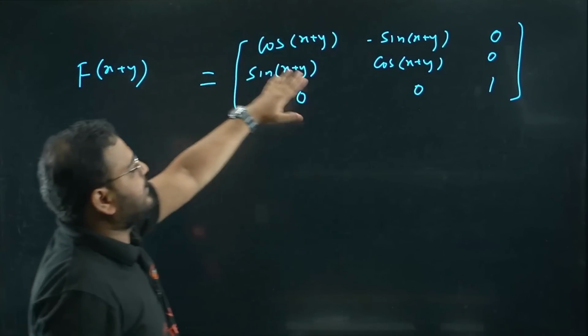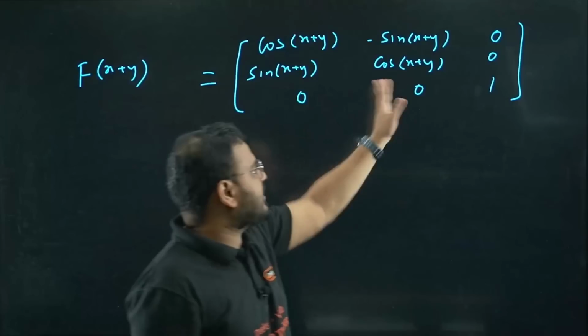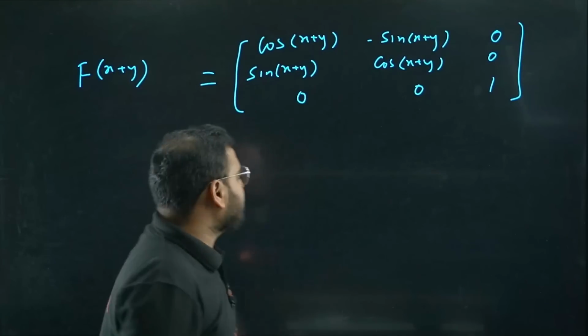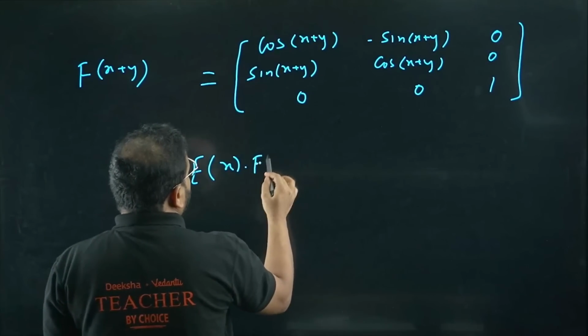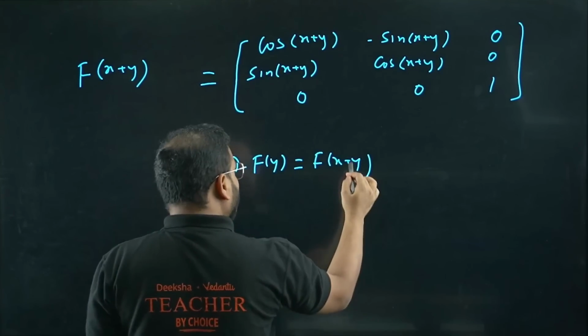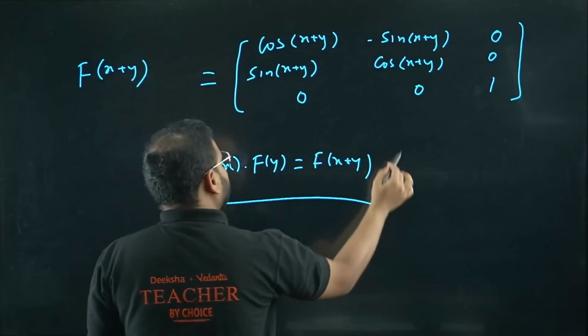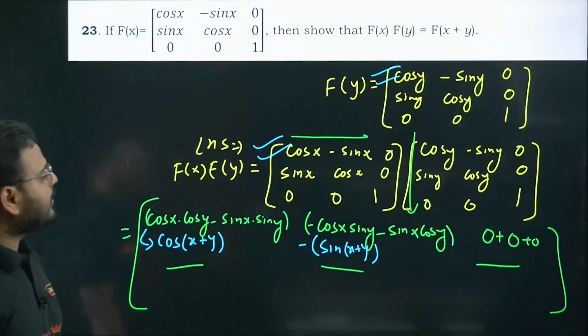Cos of x plus y, minus sin of x plus y, 0, 0, 1, and sin of x plus y, cos of x plus y, 0, 0. Okay, so what we have proved, sir? We have proved this. Please check. F of x into f of y is turning out to be f of x plus y. Is it always, sir? No, for the given matrix it is proved. Please check.